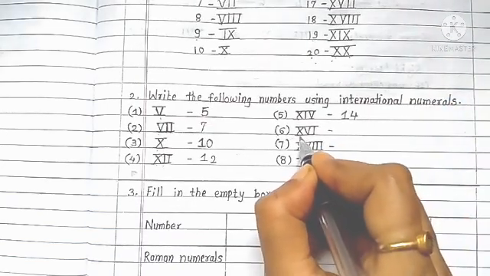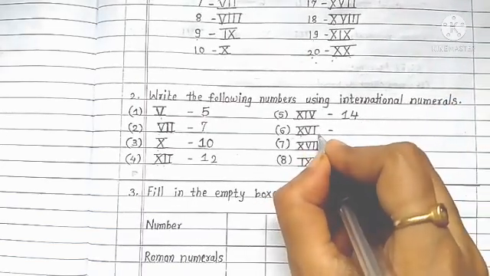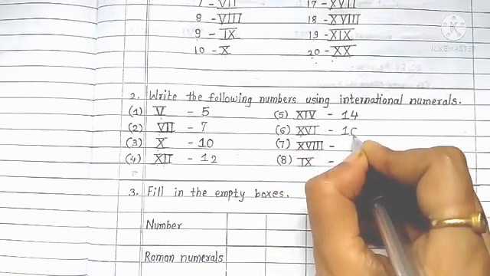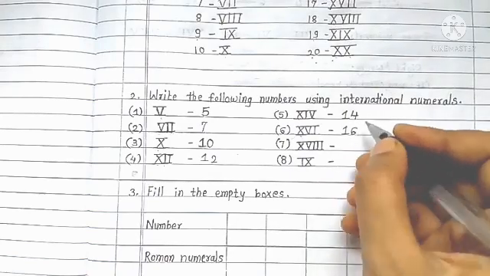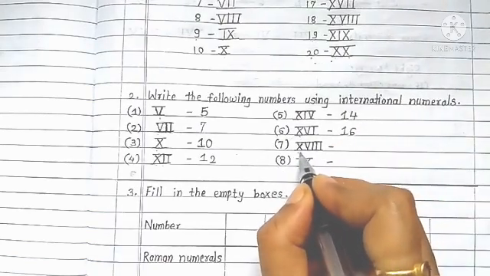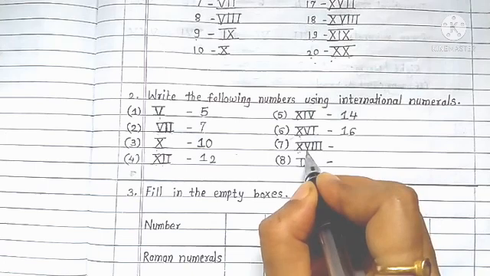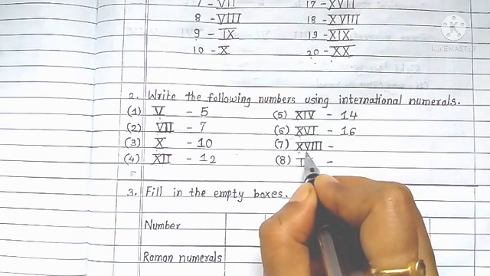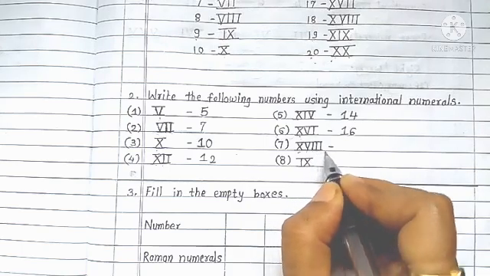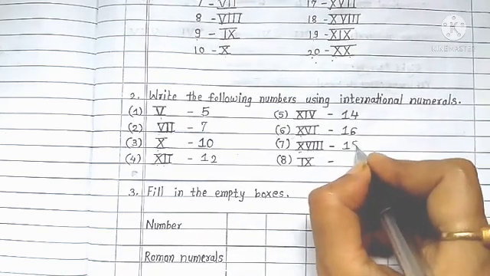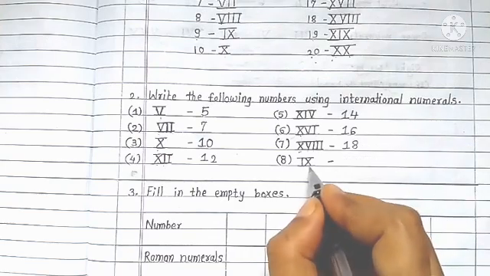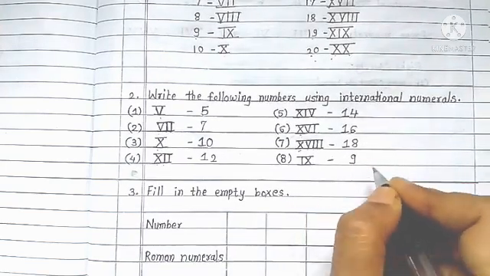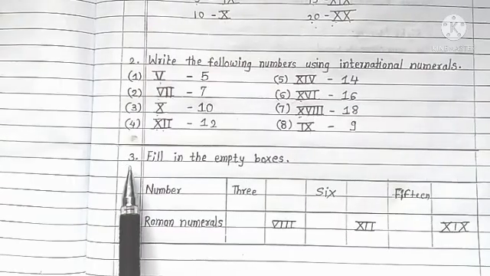X means 10 plus VI means 6. So 10 plus 6 is 16. You get that international number. X, again X means 10, V means 5. So 10 plus 5 is 15, then 16, 17 and 18. And IX means the number 9.